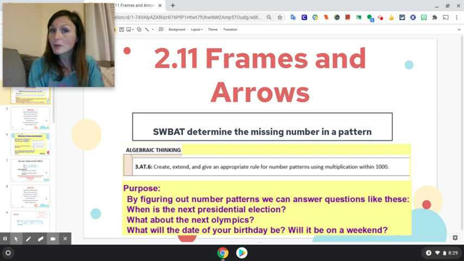Hopefully that will help you a little bit. We are going to be looking through and finding a pattern. That's our objective today, to be able to determine the missing number in a pattern.